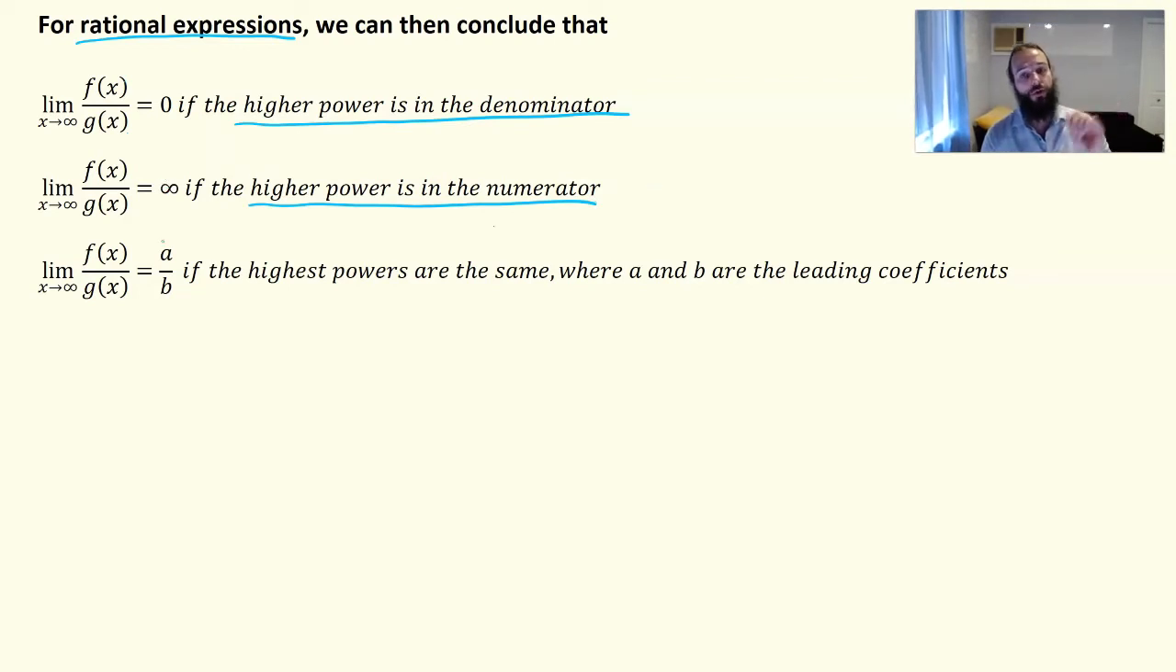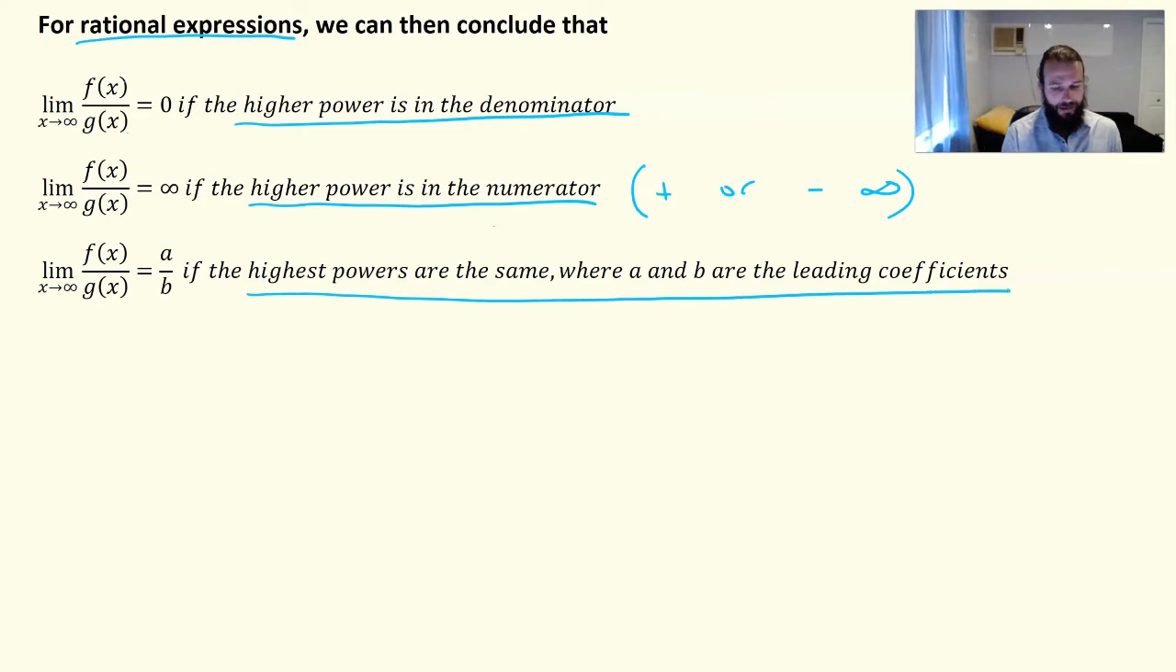Now, it is important to note, this may be positive or negative infinity. And that depends on the specific signs, as well as whether we're approaching positive infinity or negative infinity, and the powers. We're going to discuss that in a separate clip altogether. Finally, if the highest powers are the same, then what we're going to do is take the ratio of the leading coefficients and simply put them over each other and get a over b as our limit. So let's take a look at a couple of examples.